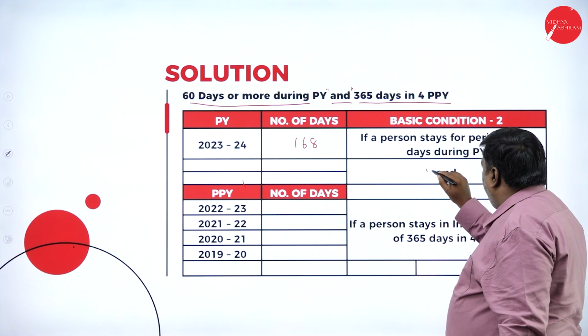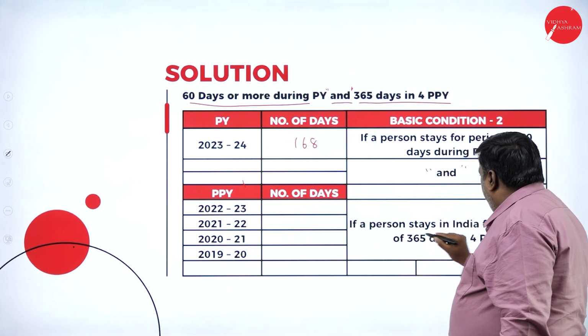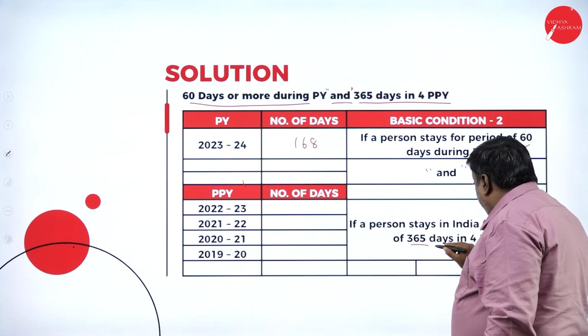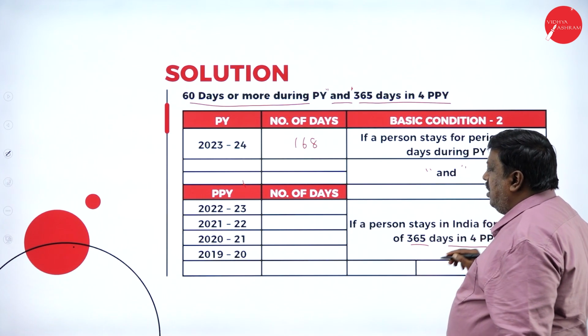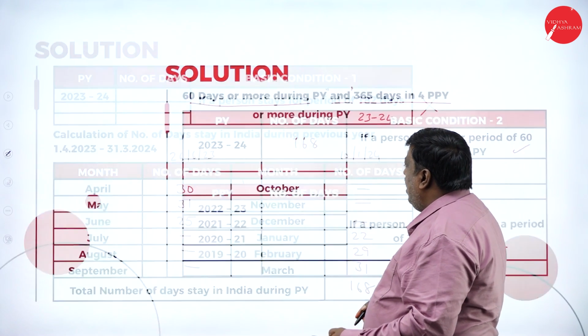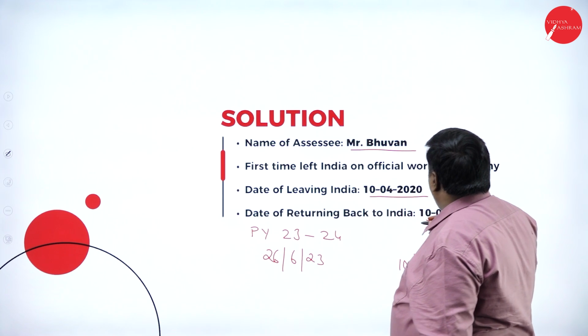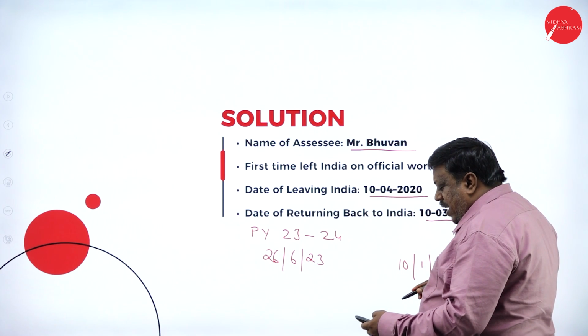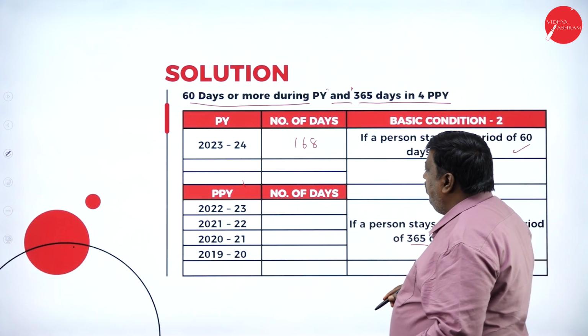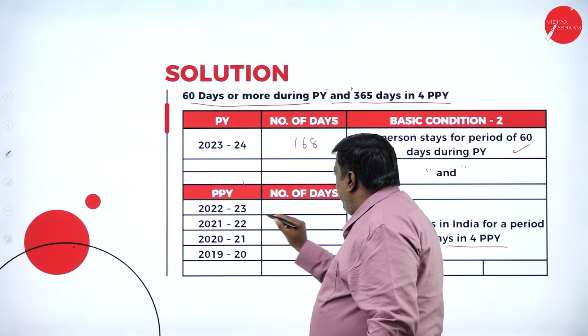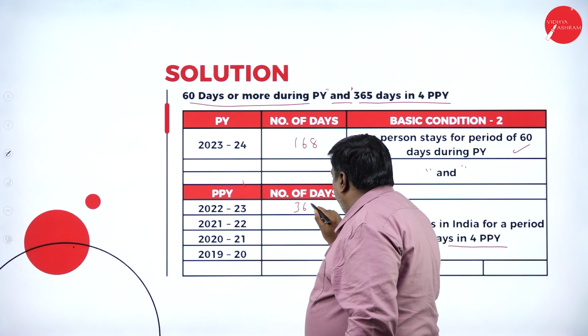Second part what we have here, and a person should stay in India for 365 days in 4 preceding previous years. Now, when I left India for the first time on 10th April 2020. So now, 2022-23, I was in India only.